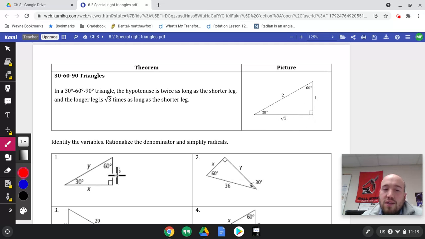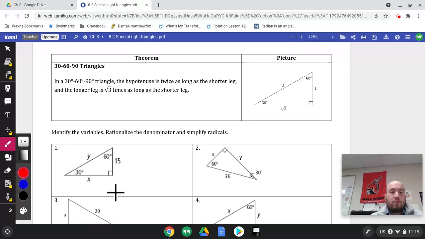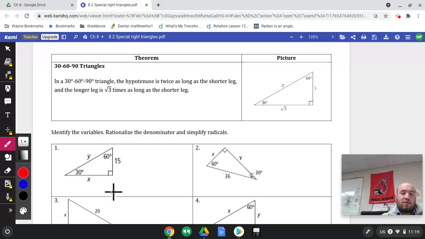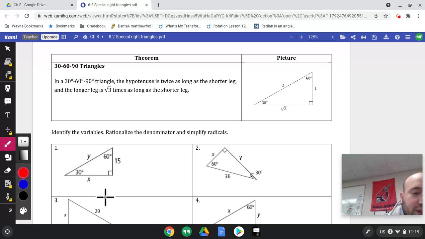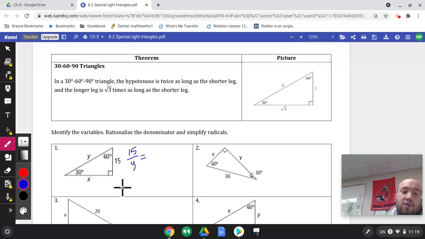So if we have a 30, 60, 90 triangle here, we can use proportions to help us figure out what these x and y will be. First, we're going to solve for this y. I recommend you take whatever side you have, so I have a 15, and just put it over your variable. So 15 over y. Now we're going to set that equal and compare this to the triangle up here. We set up a proportion, and then we can solve by cross multiplying.